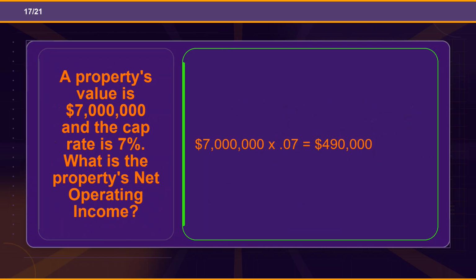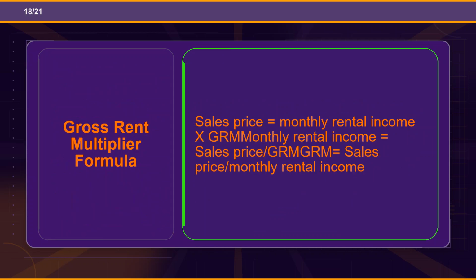Flashcard 17. Term: a property's value is $7 million and the cap rate is 7%. What is the property's net operating income? Definition: $7 million x 0.07 equals $490,000. Flashcard 18. Term: gross rent multiplier formula. Definition: sales price equals monthly rental income x GRM. Monthly rental income equals sales price divided by GRM. GRM equals sales price divided by monthly rental income.